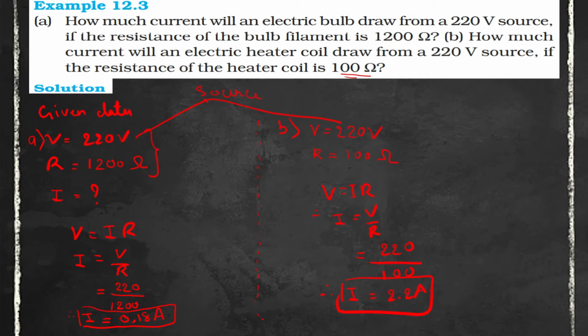In both scenarios, the source voltage is the same, that is 220 volts, but as the resistance changes, the current drawn is different for different scenarios. So you can note the difference here.